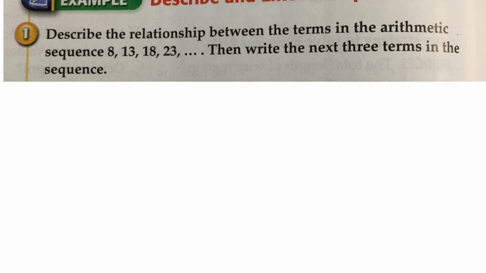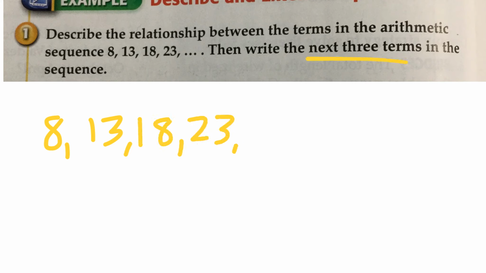Okay, here's our first example problem. It tells me to describe the relationship between the terms in the arithmetic sequence 8, 13, 18, 23, then write out the next 3 terms in the sequence. So I'm going to write down these numbers in the sequence, 8, 13, 18, and 23. And then since I've got to find the next 3 terms, I'm going to go ahead and write in 3 blanks. That way I'm sure I get them all.